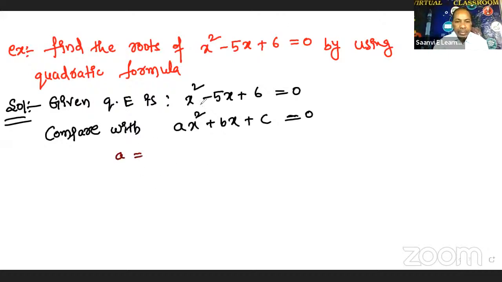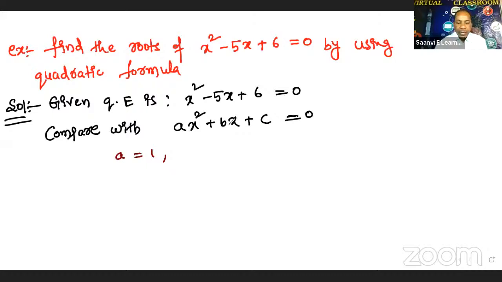See children, in the standard form of the quadratic equation, x square coefficient a is there. In the given quadratic equation, x square coefficient, nothing is there. Nothing is there means it is equal to 1. We can imagine 1. It means in the place of a, 1 is there. So a is equal to 1.